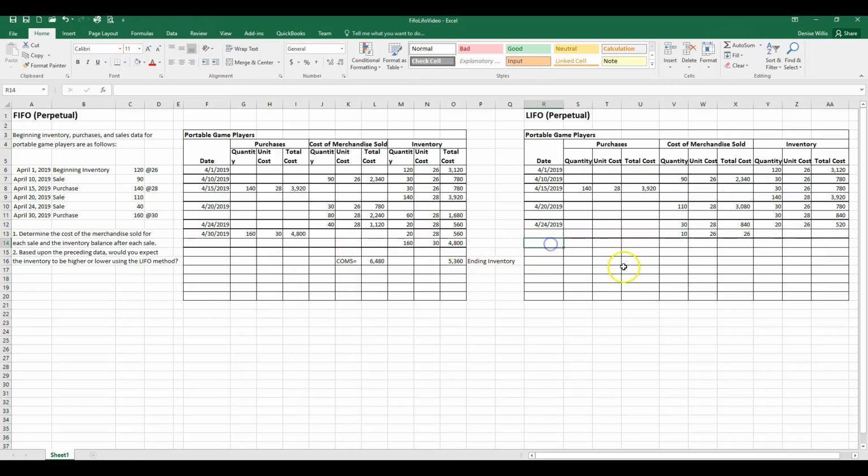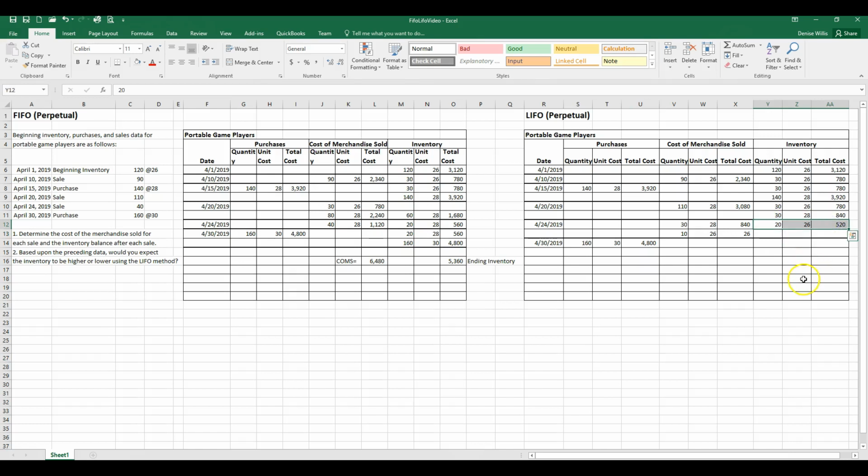Okay, so that's 424. Now on 430, we're going to purchase some more. The purchase information right here is identical, so we can copy it. The purchase does not change because we go from LIFO to FIFO or the other way around. So there's our purchase. Now we have to update our inventory.